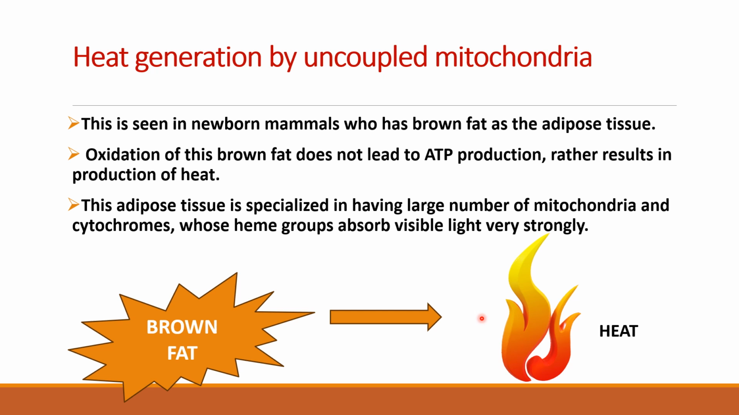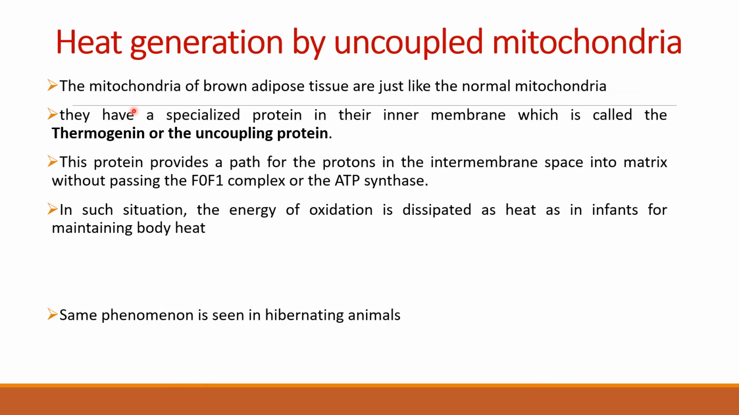So this adipose tissue is specialized: it has lots of mitochondria and also cytochromes which have heme groups. Those heme groups are involved in very strong absorption of visible light. The mitochondria of the brown adipose tissue of newborns are just like our normal mitochondria, but they have one specialized protein in their inner membrane, which is called thermogenin, or the uncoupling protein.